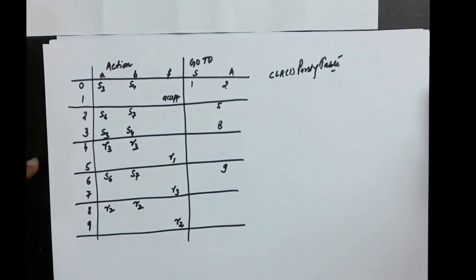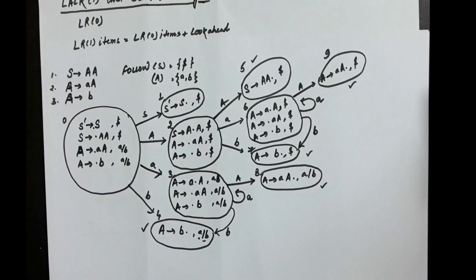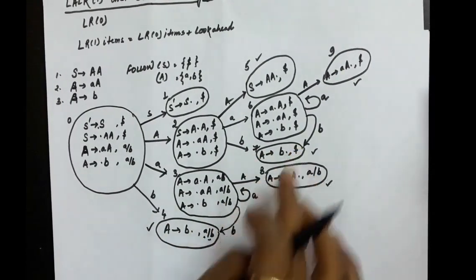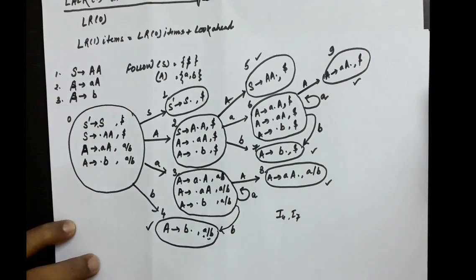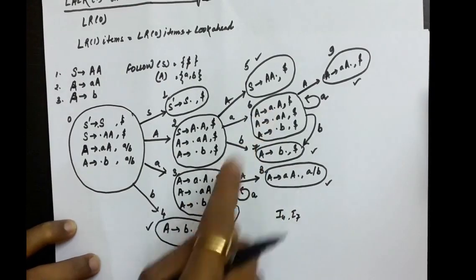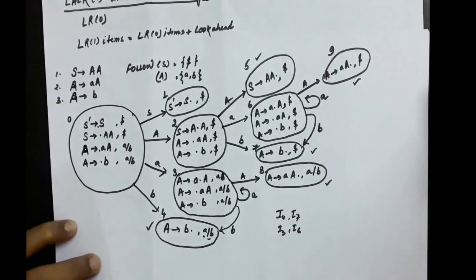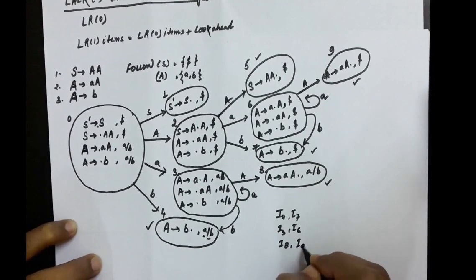Now if you see this CLR1 parsing table and these states, some of the states have some commonality. For example, state number 4 and 7 are the same, but the look aheads are different. Similarly, state number 3 and state number 6 are the same, but the look aheads are different. So I3 and I6 are the same, but the look aheads are different. Similarly, state number 8 and 9 are the same, but the look aheads are different.